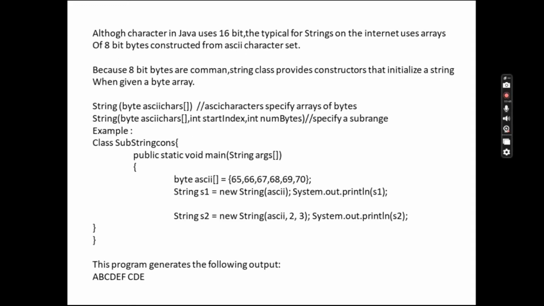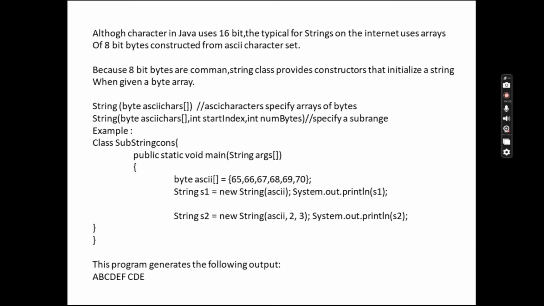Although characters in Java use 16 bits, the typical format for strings on the internet uses arrays of 8-bit bytes constructed from the ASCII character set. So a standard string object takes 8-bit bytes constructed from ASCII characters. 8-bit bytes are common. The String class provides constructors for them also: String(byte asciiChars[]) and String(byte asciiChars[], int startIndex, int numChars), with a subrange from the start index to the number of bytes.